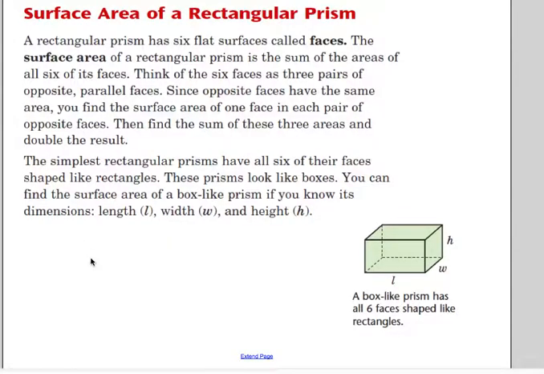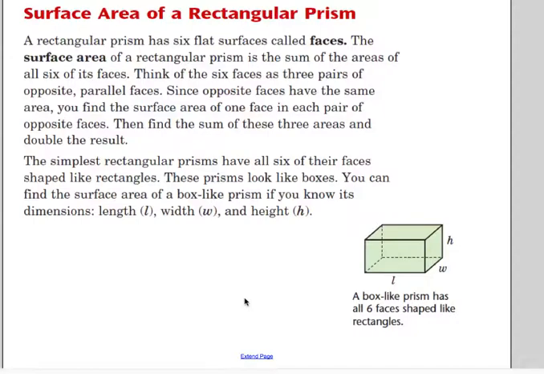Okay, let's take a look at surface area of a rectangular prism. Now, a rectangular prism has 6 flat surfaces called faces. Okay, any prism is going to have 6 faces. It'll have a top and a bottom, a front and a back, and a left and a right side. Every prism has 6 faces, no matter what shape the base is. The surface area of a rectangular prism is the sum of the areas of all 6 of its faces.